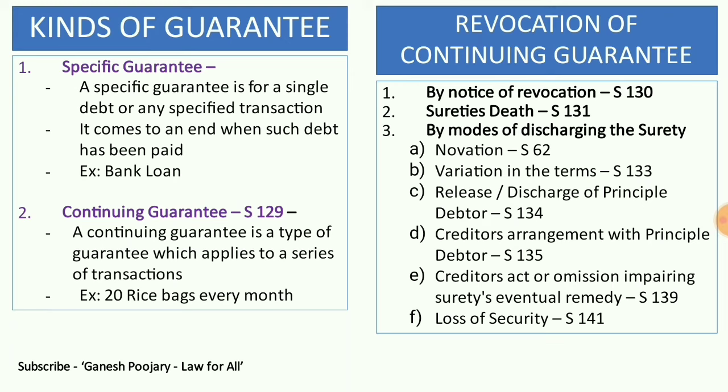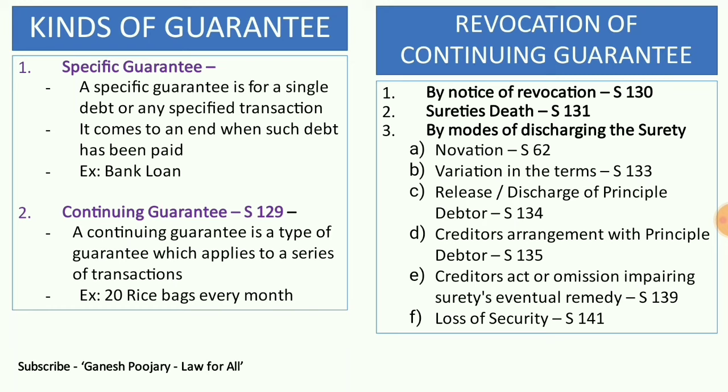Under which the first section that we are seeing is novation. As per section 62, if you are bringing a new agreement or if you are bringing a new term in the available contract, in that case that continuing guarantee comes to an end. The second one, variation in the terms. As per section number 133, if you are making any variation in the terms of the contract, then the surety can be discharged. The third one, release or discharge of the principal debtor. As per section number 134, if the principal debtor himself is discharged or released from his debt, in that case the continuing guarantee will also come to an end.